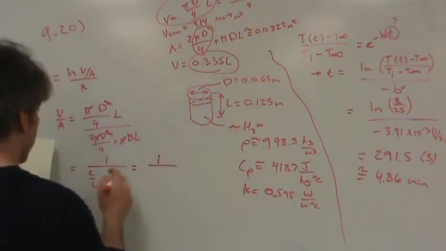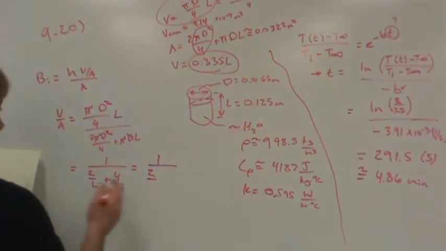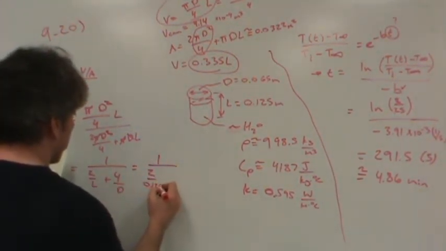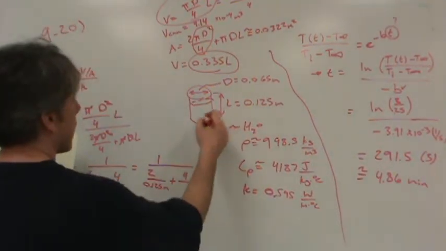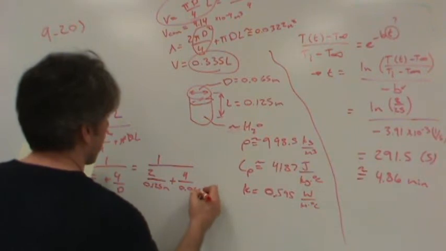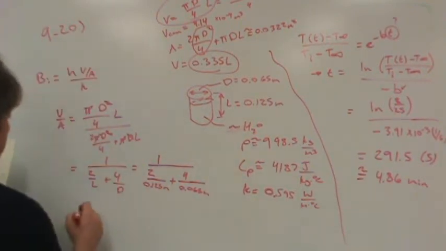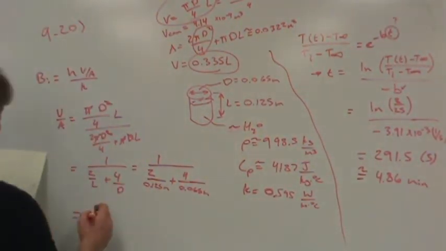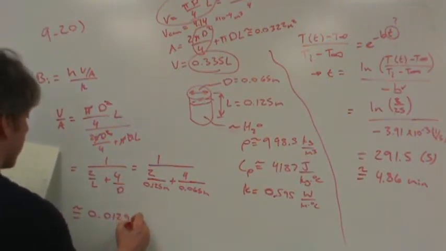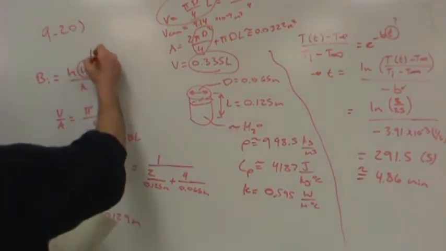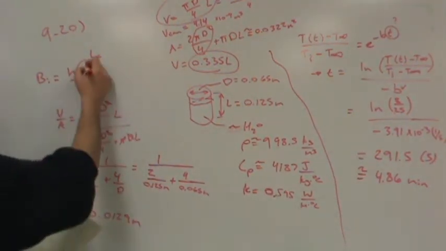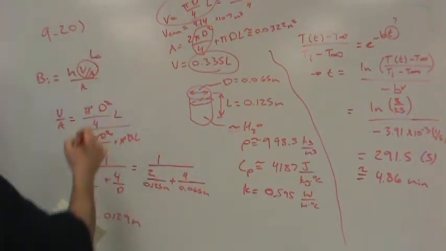Anyway, 1 over (2 over L, now L is 0.125 meters, plus 4 over D, the diameter of the can, is 0.065 meters). You plug all that in, you find that V over A is approximately 0.0129 meters. There's the characteristic length dimension of the can. Okay, and that will go in right here. L sub C is the characteristic length. And by the way, this is a V, this is an L.